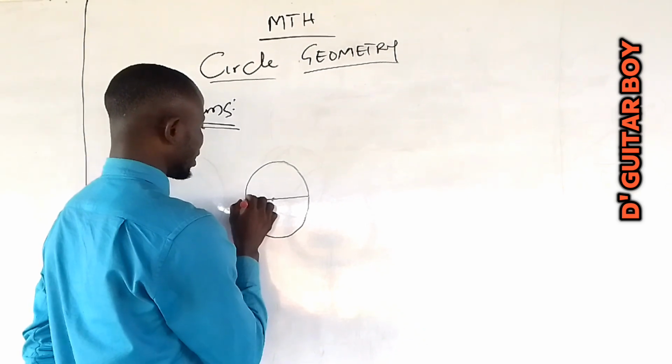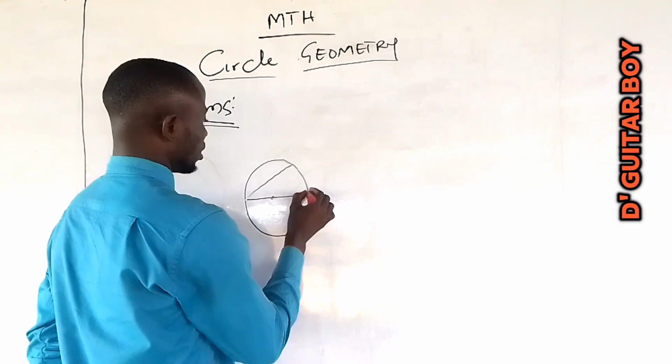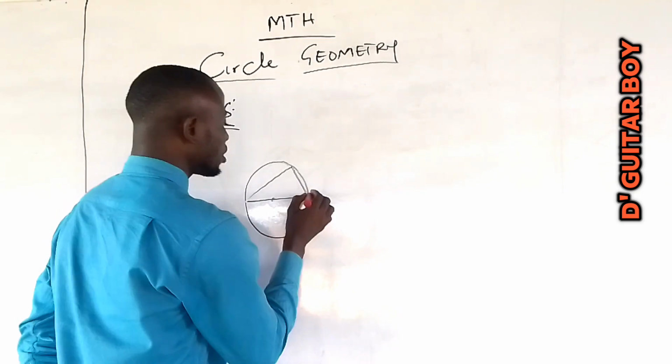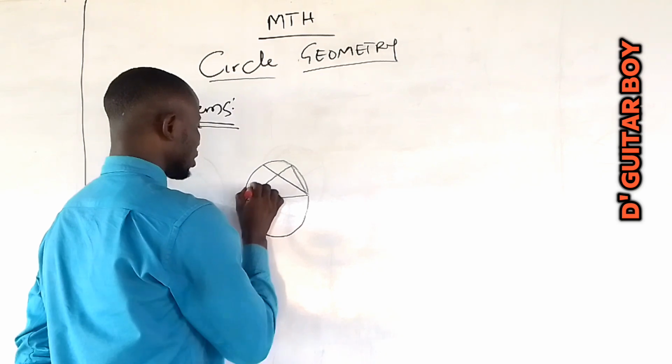If I put my pen here, I draw a line like this, and I put my pen here where this one meets, I draw a line like this. It's the same thing as when I put my pen here, I draw a line like this, and I put my pen here also, I draw a line like this.